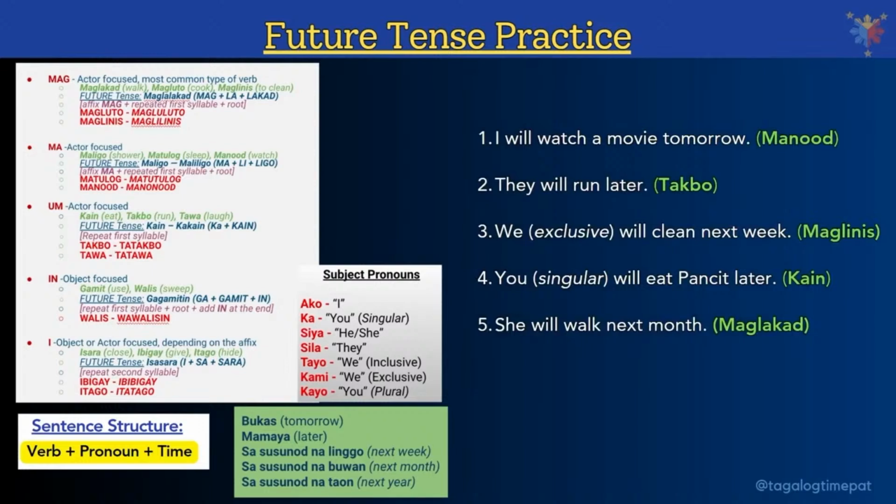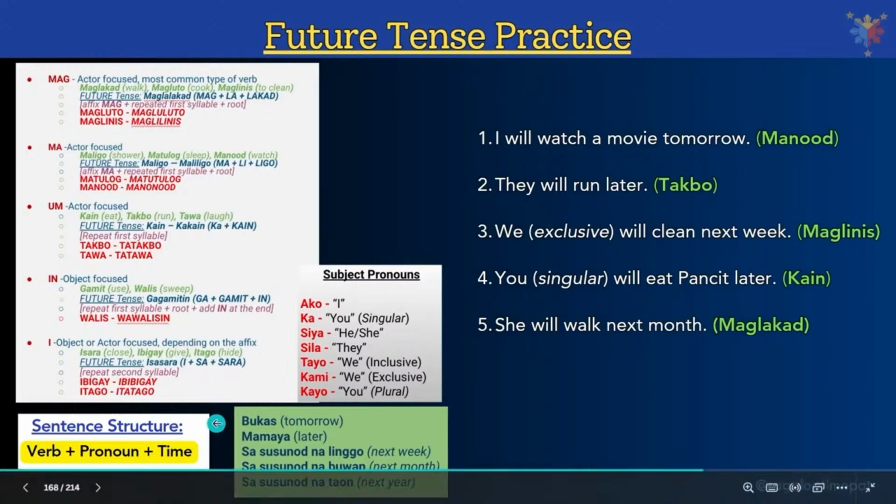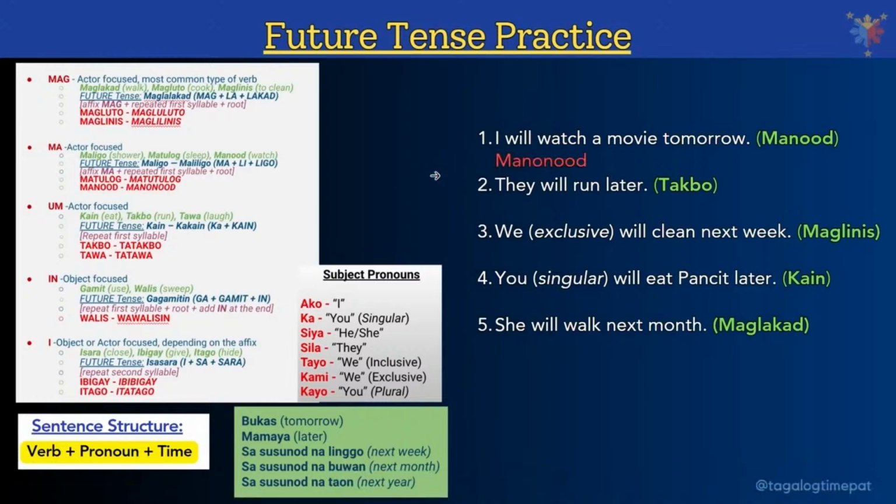Now here are some examples. Let's do the first one together. I will watch a movie tomorrow. Manood means to watch. So again, let's take a look at our sentence structure. It should be verb plus pronoun plus time. Manonood is the future tense conjugation of manood. Manonood, ako, means I. Ng sine, bukas, means tomorrow. Manonood ako ng sine bukas. I will watch a movie tomorrow. Again, if you're going to add an object, it would just go right before time.